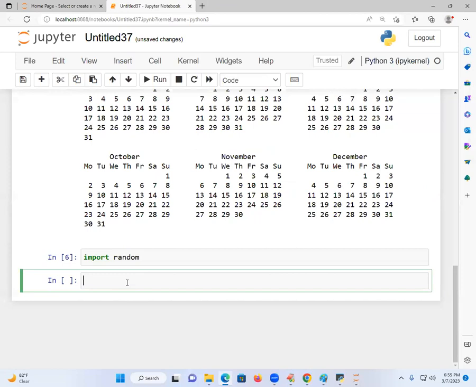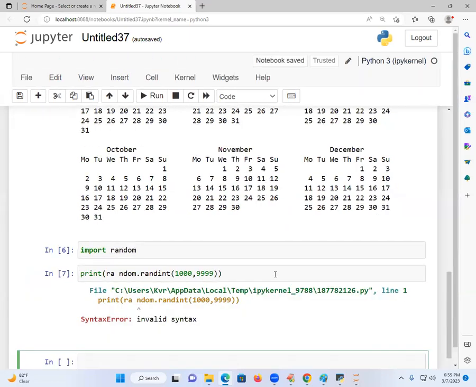Import random. I am going to write it. random.randint of 1000, 999. I mean to say, I want to give you a 4-digit OTP. How do I send it from my mobile to another mobile? How do I send this OTP from my system to your mobile number? Are you understanding? See how simple it is.